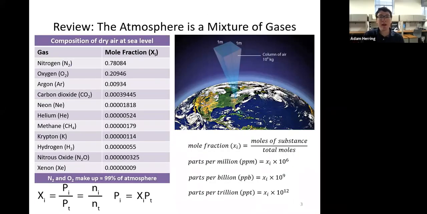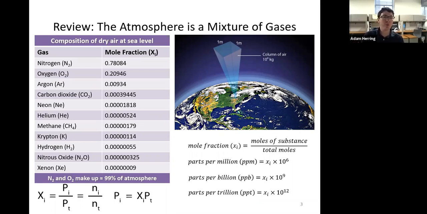The atmosphere is made up of a variety of different gases, and the exact composition of the air at any given moment is going to be a function of the weather, your geographical location, what pollutants are being put into the air, how it's being filtered out, etc. But for the most part, if we take a look at dry air at sea level, so that we've removed all of the water from the air, then we can see that it's about 78% nitrogen and 21% oxygen. And so those make up together about 99% of the atmosphere.